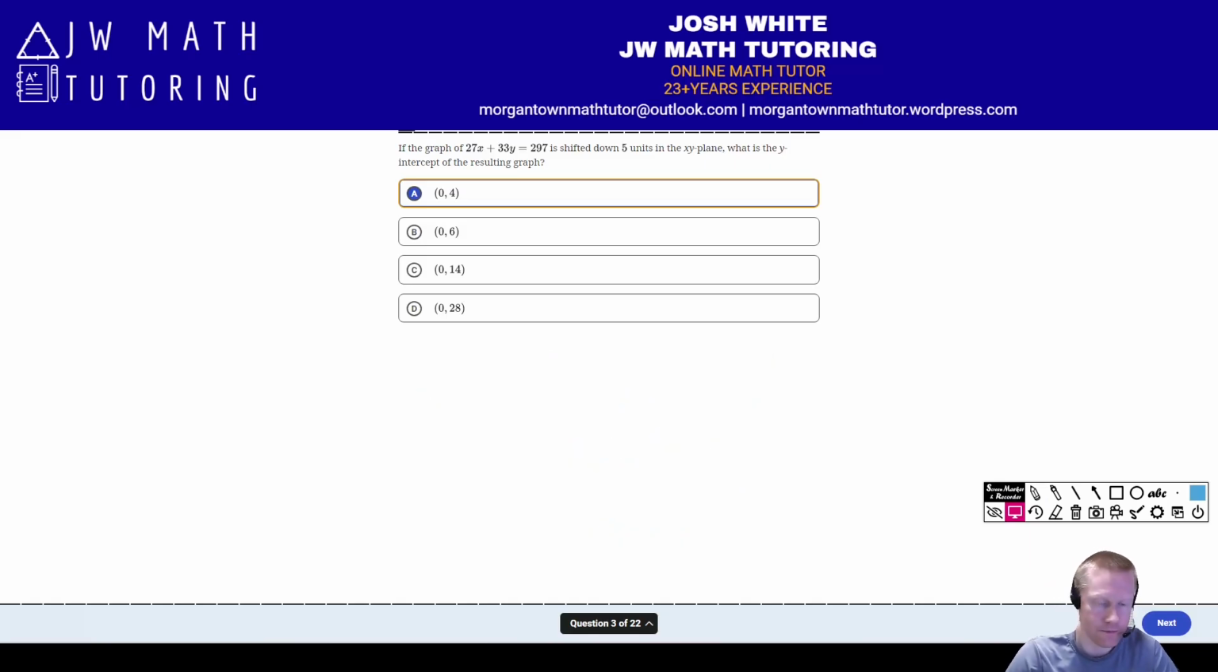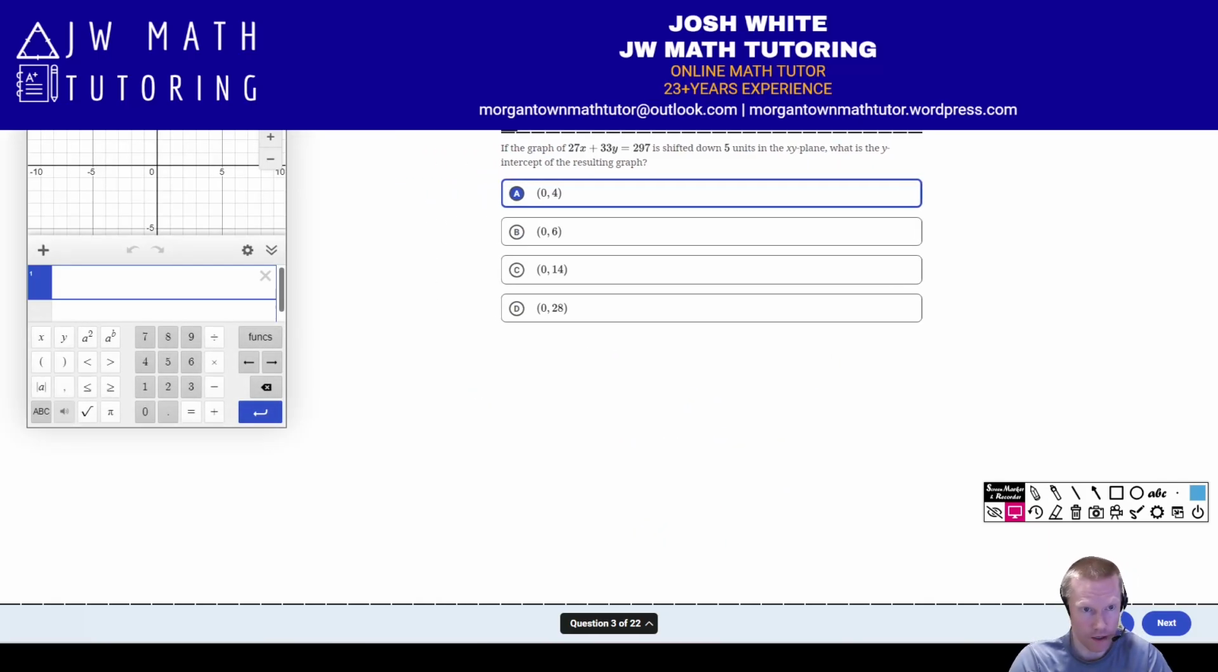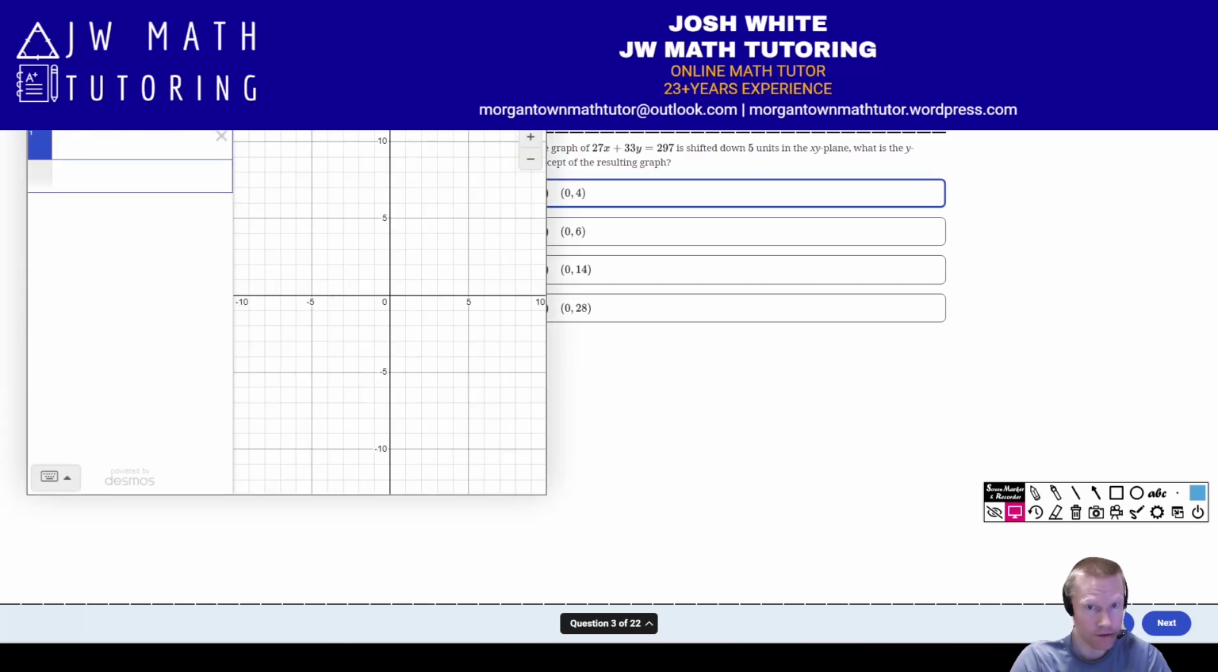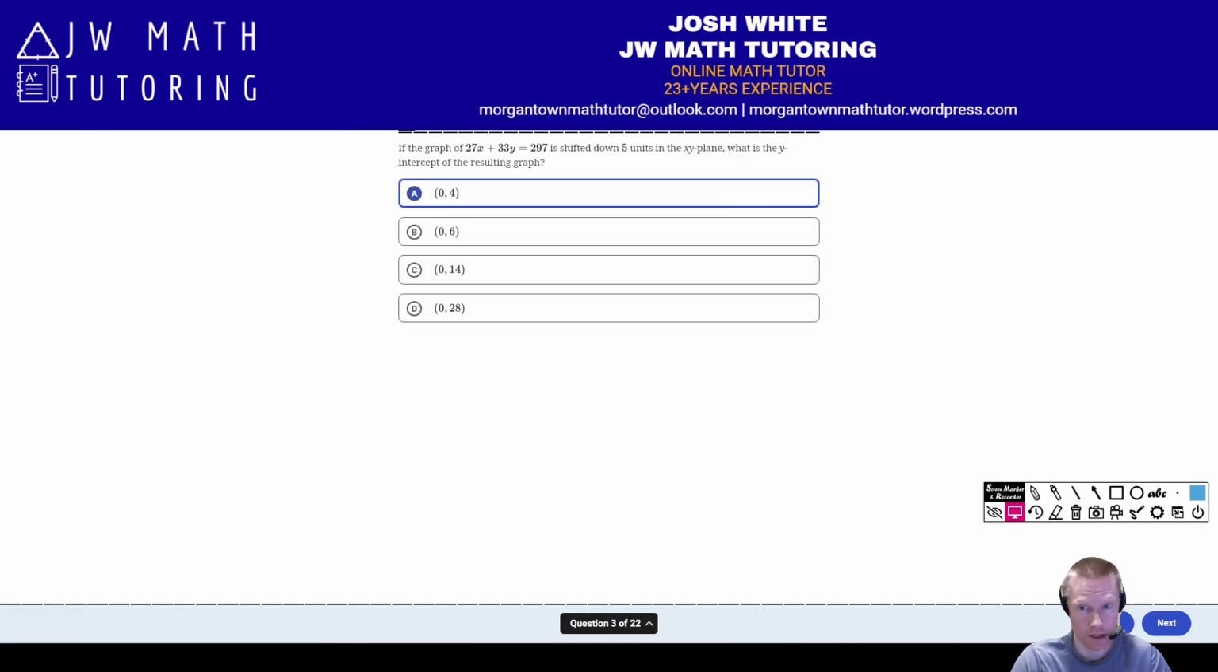Now, you could do this in Desmos as well. Basically, all we're going to do is the same thing, except that instead of doing the actual work, I'm just going to graph it. I'm going to say, okay, it's at 0, 9. If I shift it down 5 units, now it's going to be at 0, 4. Maybe you find that quicker than plugging in 0 for x, dividing by 33, and then subtracting 5. Either way, the correct answer is letter A.